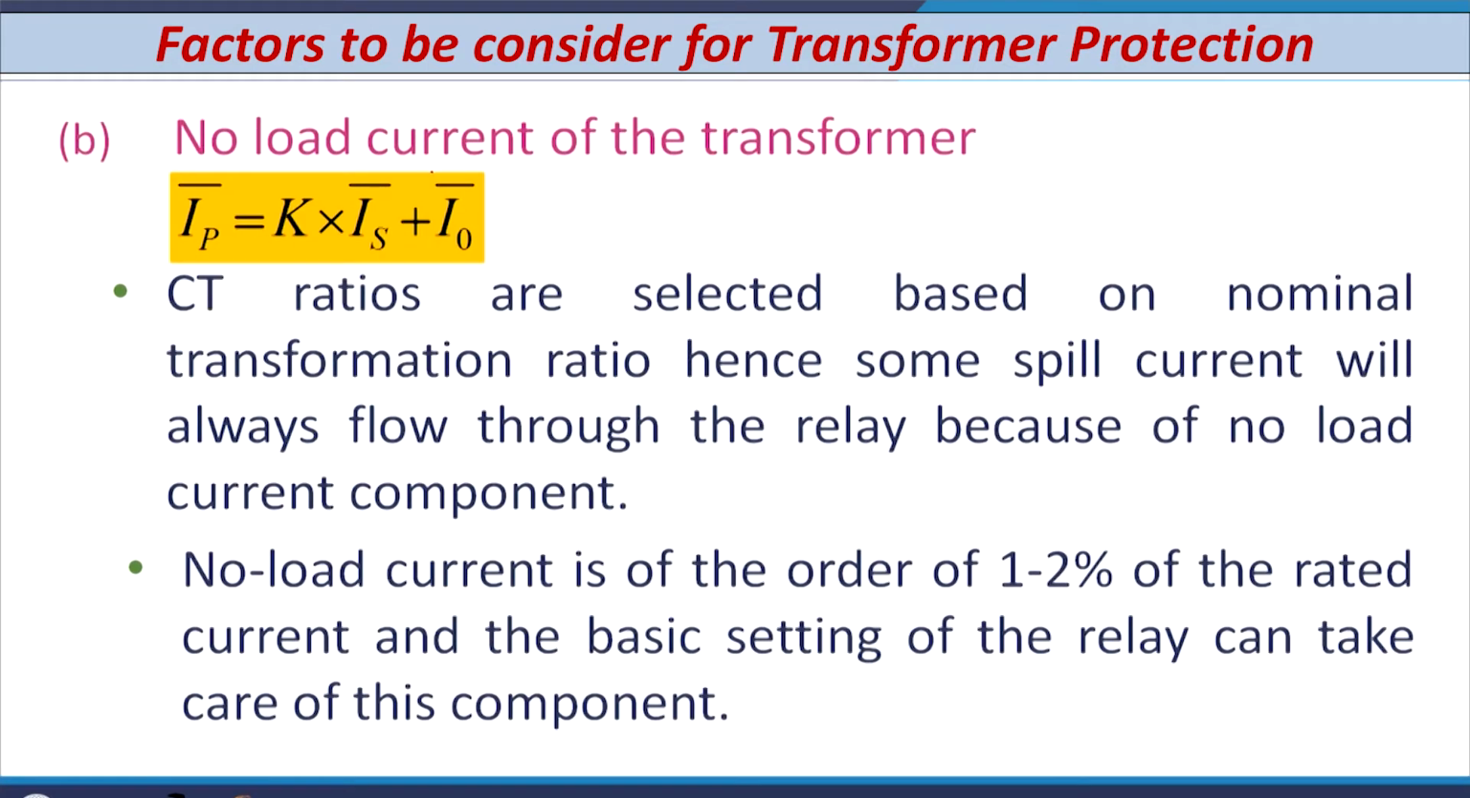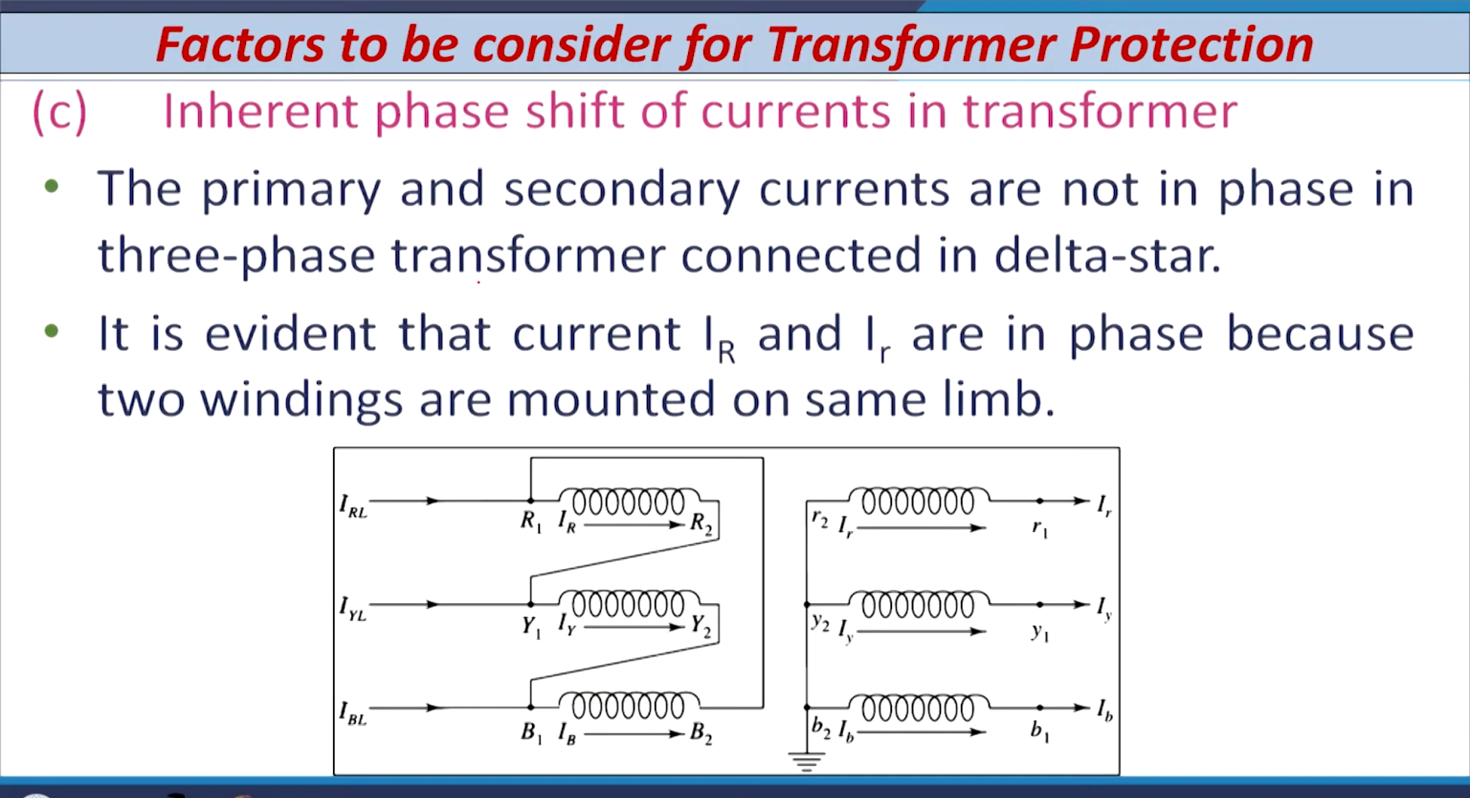The second point we need to consider is the no load current of the transformer. We know that the primary current of the transformer IP is equal to IS times K, where K is the transformation ratio and IS is the CT secondary current, plus I naught. I naught is the no load current of the transformer that contains a magnetizing component as well as some loss component. The no load current of the transformer is roughly 1 to 2% of the full load current of the transformer. And when you decide the setting of the relay, the relay is capable of taking care of this point, that is, the no load current of the transformer.